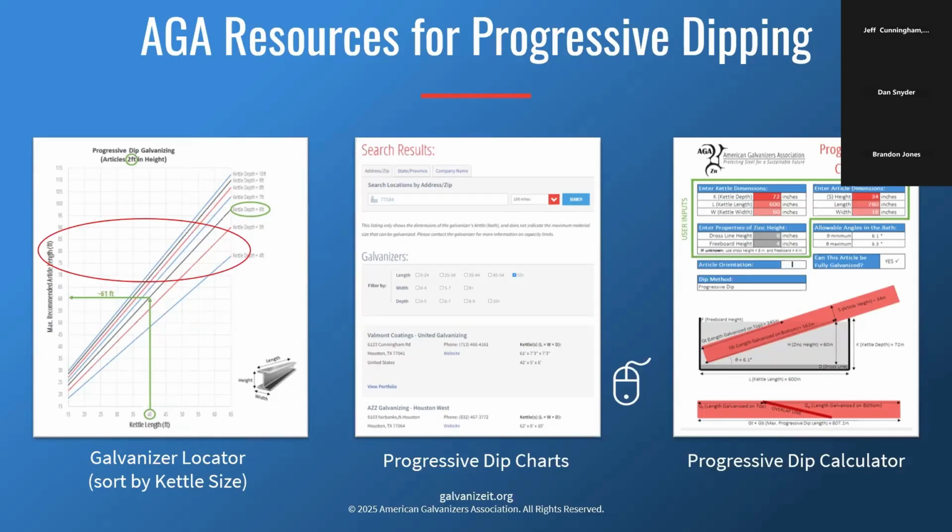So we have progressive dip charts, and we also have a progressive dip calculator to take the guesswork out of it. You put in what your parameters are, what pieces you're working with and the kettle size, and then it can tell you what's going to fit, how it's going to fit, and if you need to do anything else.